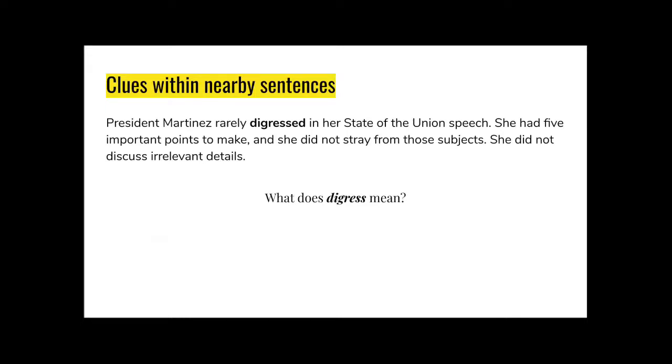There are a couple of clues in the passage that will help us determine what it means. If you notice, the passage states that she did not stray, and also states that she did not discuss irrelevant details. So we can take these clues to determine that digress actually means to stray from the main subject.